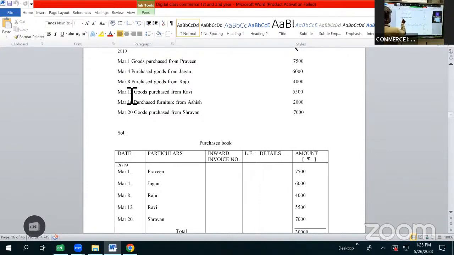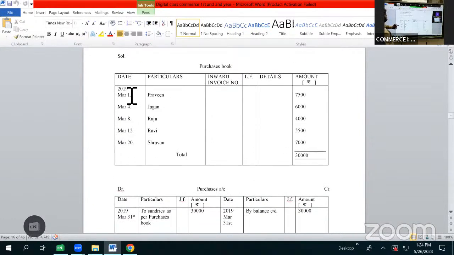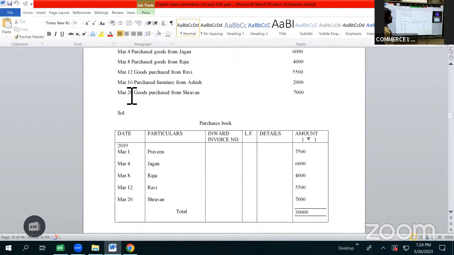Then we have a transaction on March 16, purchased furniture from Ashish 2,000. As it is a transaction related to purchase of assets, it will not be recorded in purchases book. We'll be writing a note for it. That transaction dated March 16 is related to purchase of furniture, that is purchase of asset. Hence, it is not recorded in purchases book.